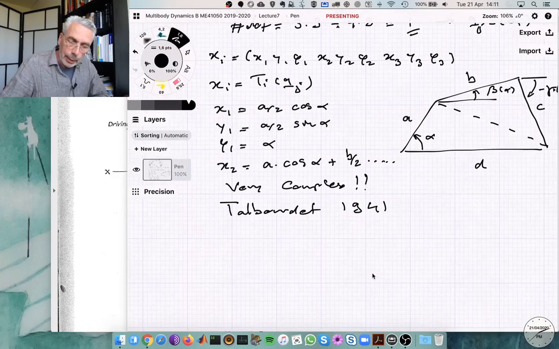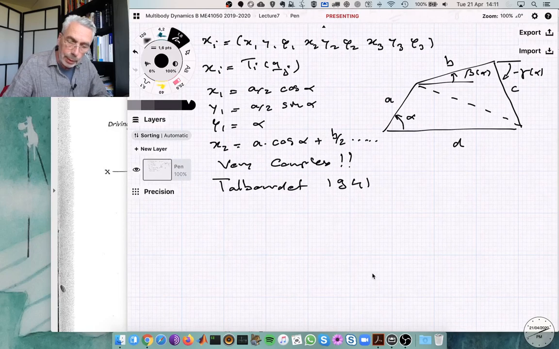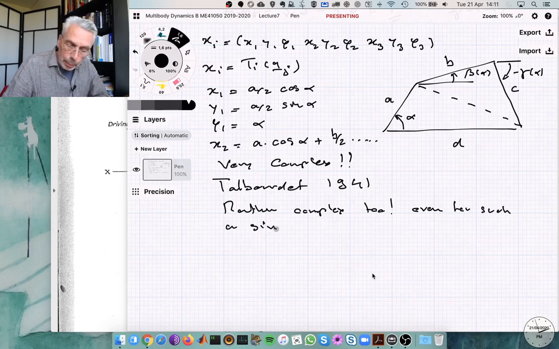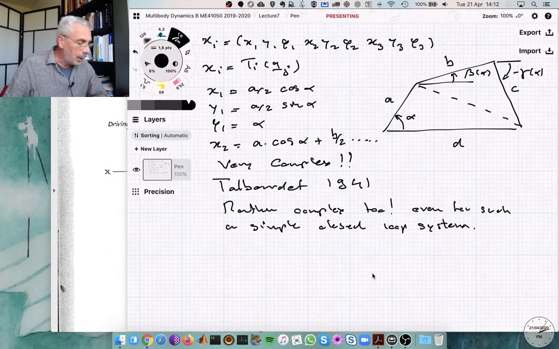So Talbot-Baudet, and the conclusion of Talbot-Baudet, it's rather complex too, right? Even for such a small problem, for such a simple closed loop system. Okay. So what is then the solution for that problem?